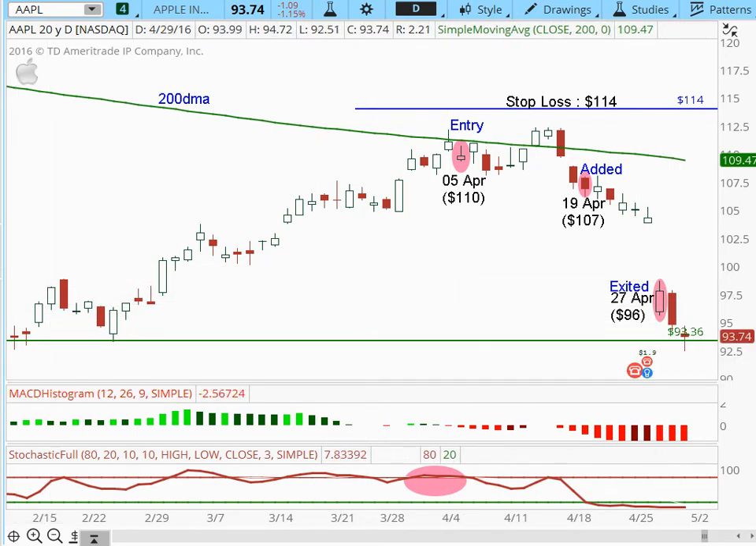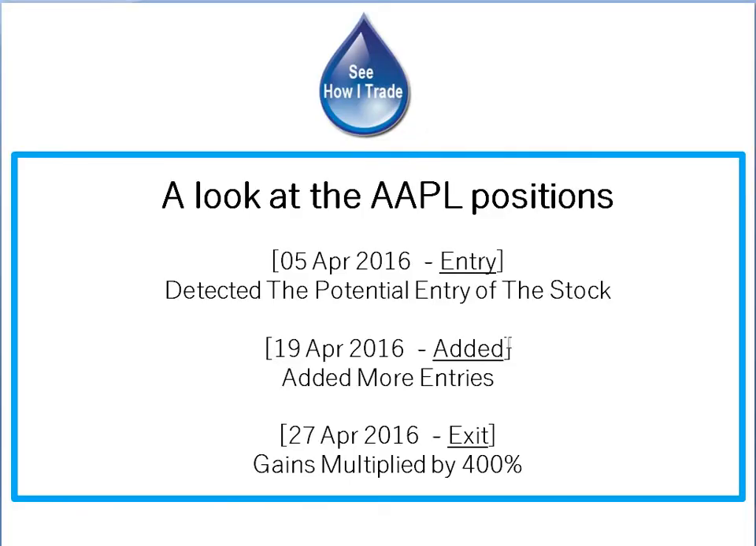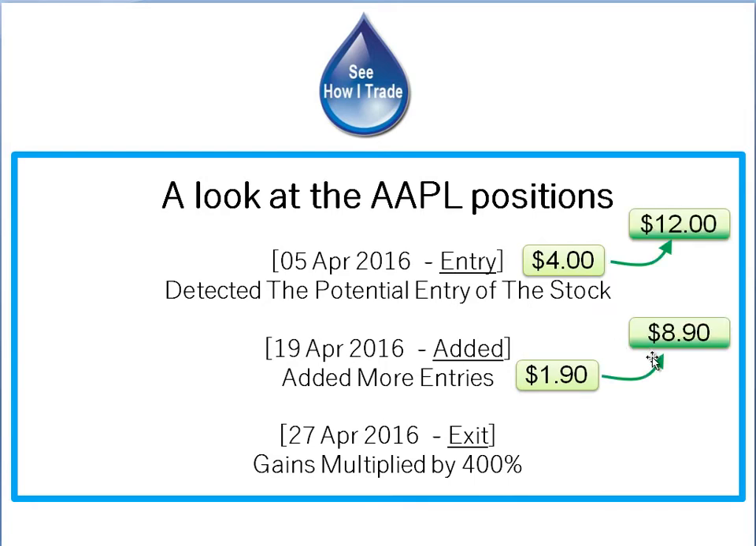Okay, let's take a quick look back at the chart. As you can see, my entry price on 05th April was $4, and on the 19th April was $1.90. Upon exit on the 27th April, I made an exit of $12 and $8.90 respectively. So it has made me about 400% gains on my entries.